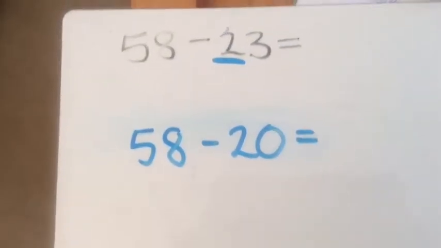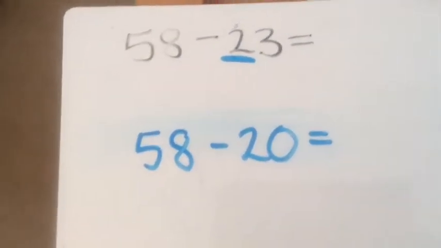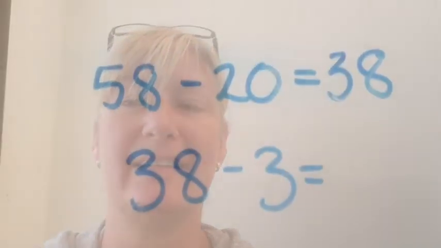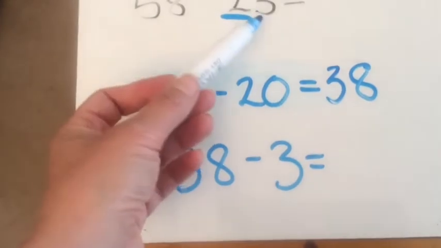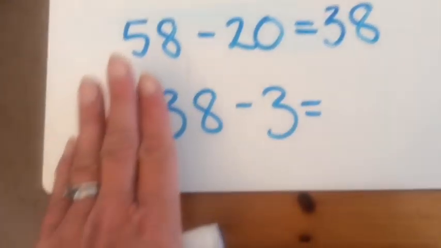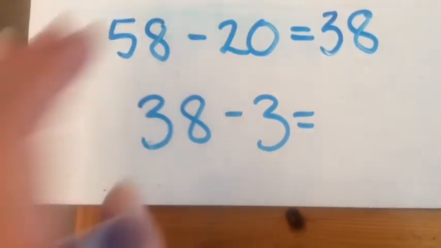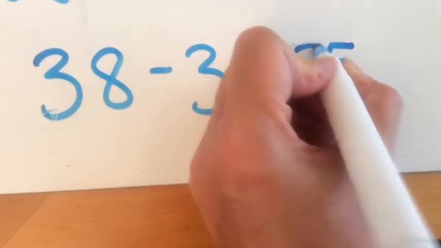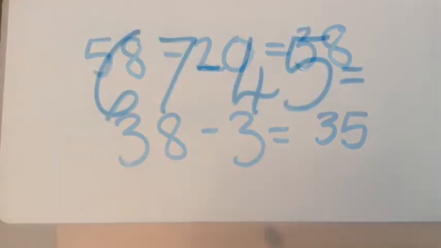Here's a pencil and paper method you might like to use. 58. Let's take away the 20 first. Okay, you need to put 58 in your head and you're taking away 2 10s. 58, 48, 38. But remember, you now need to take away the 3. Hopefully you know that 8 take away 3 is 5. But you should have been doing 38 take away 3. So put your 3 10s back in front.